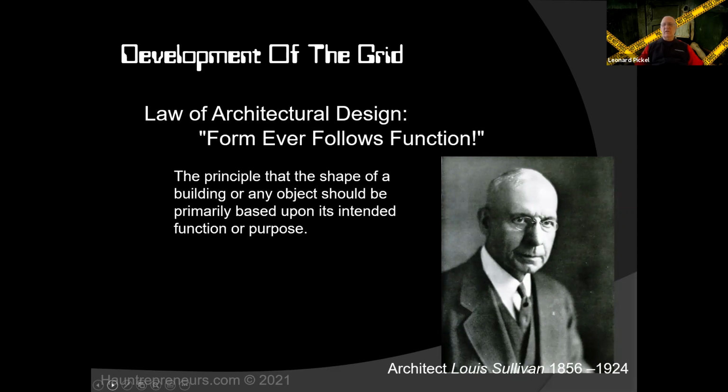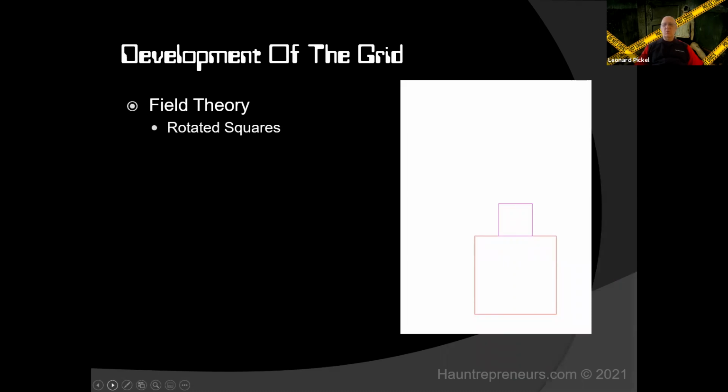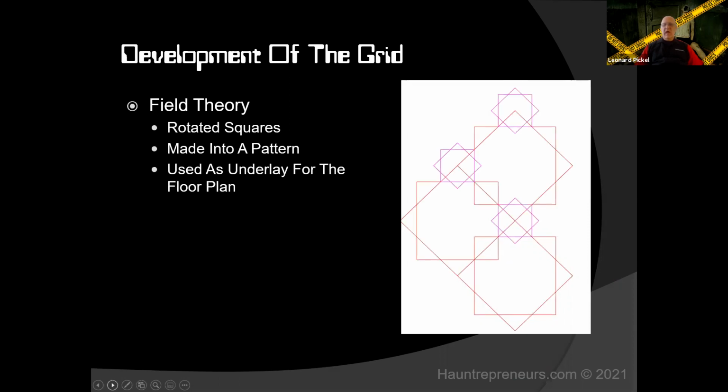How do you make the building look interesting and not just be big square blocks? So enter Walter Nesch, who came up with a thing called field theory. From an artistic standpoint, he took squares and rotated them, and then took those rotated squares and turned that into a pattern. And then he would take that pattern and lay it underneath his vellum sheet, since we were drawing with a pencil at that point, and he would place his walls on top of these different lines to create interest in the room.